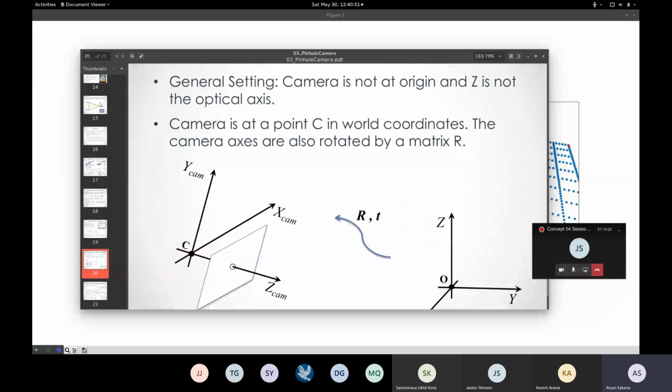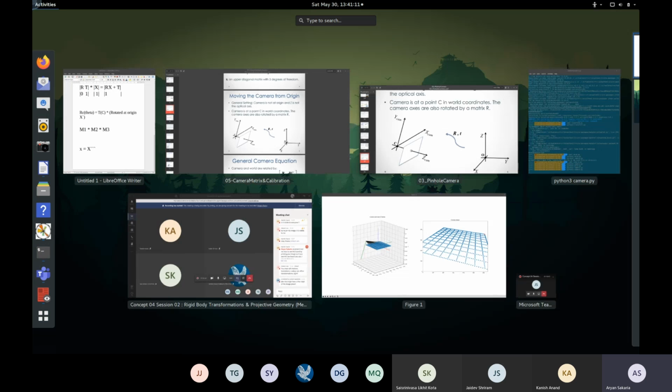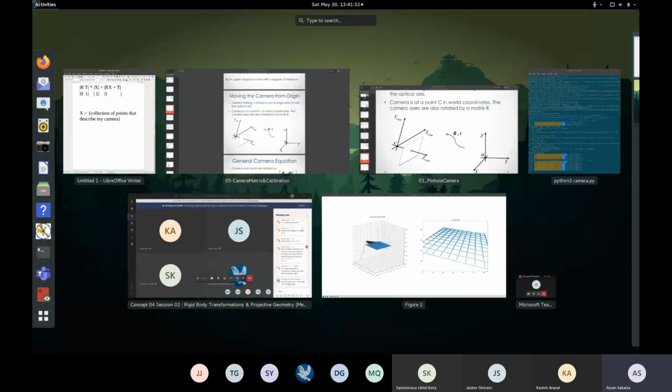So how do we model this? Let's say I have a set of points that make up my camera, and I apply rotation to all these points. Let's say I have some points X. By describe I mean literally physically describe the camera. So let's say you have just 8 points as a cuboid. That's your camera.